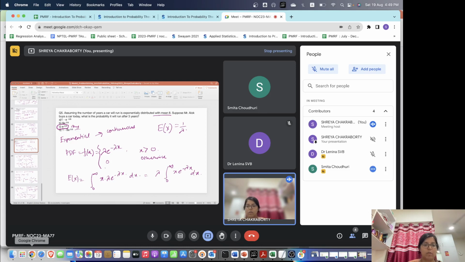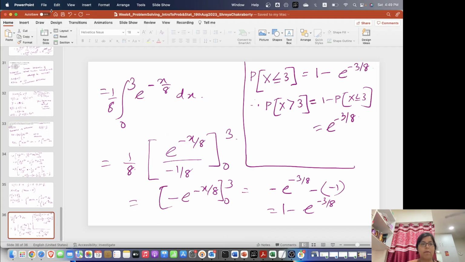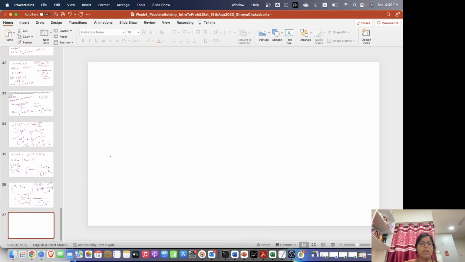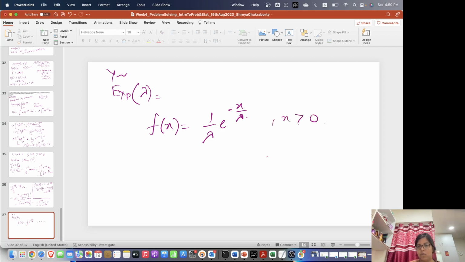Okay, so one thing I would want you to note very carefully in case of exponential distributions: sometimes you might be given this in a different form. Let X follow an exponential with lambda such that f(x) is 1 by lambda e to the power minus x by lambda, x greater than 0.